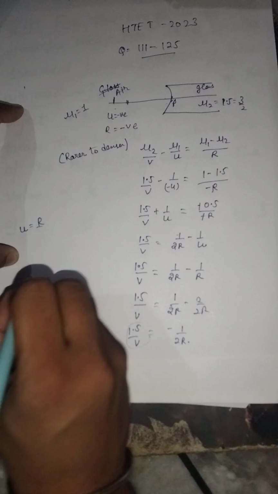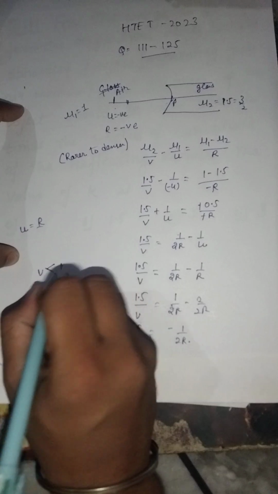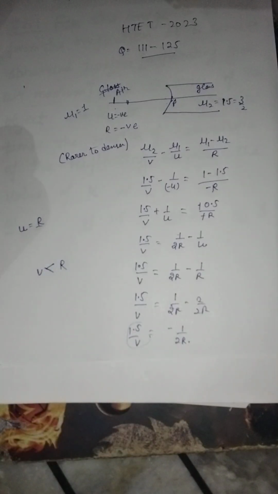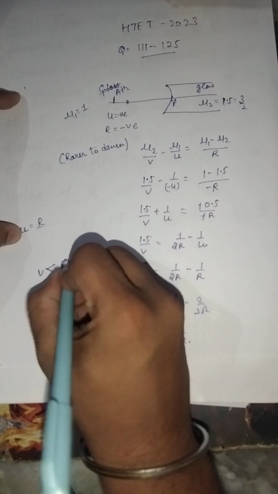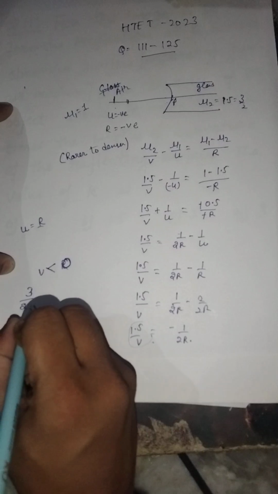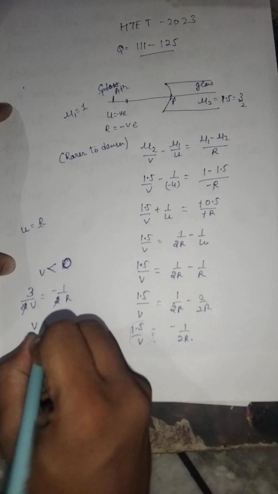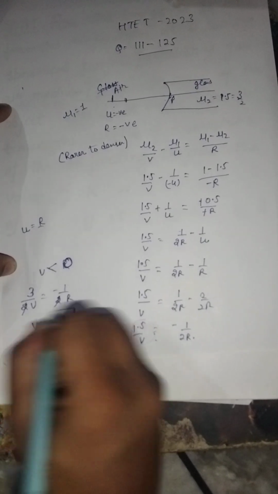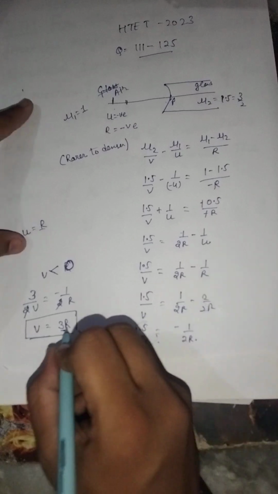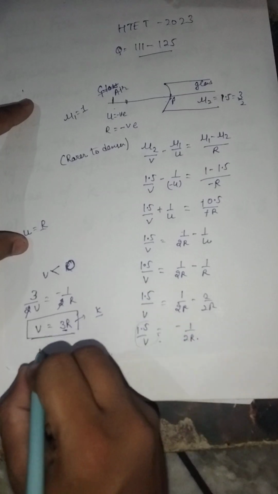To make a real image, v must be lesser than r. V must be lesser than u, so our image distance is negative. So I can write 3 by 2v is equal to minus 1 by 2r. 2 cancels, v is equal to 3r. In our question we can take r as the value of k, so v is equal to 3k. So our option D is correct.